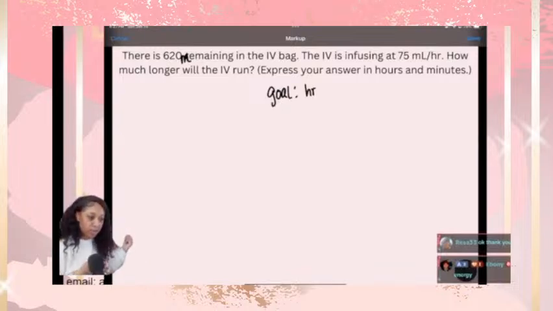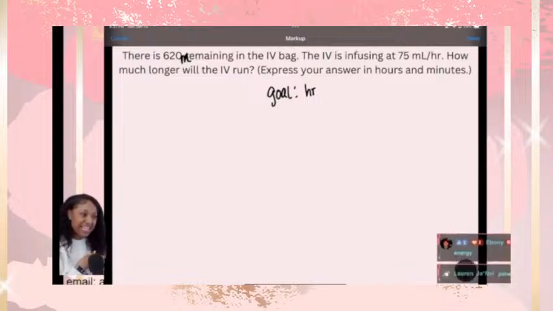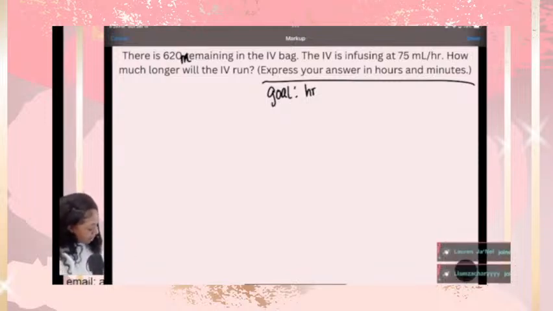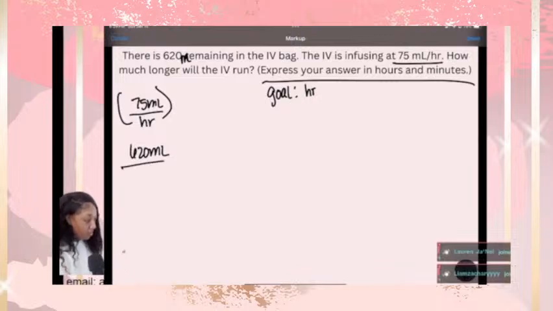Because when we get the hours, if it's in a format where it has a decimal behind the whole number, that decimal is your minutes, okay? And because we need to express our answer in hours and minutes, we'll look at how to do that. So if we are looking for hours, that is your time. I'm going to start with my hours because we got 75 milliliters per hour and we got 620 milliliters in the bag. So remember, they're in a relationship and this girl right here is single, okay? All right, so hour over 75 ml.